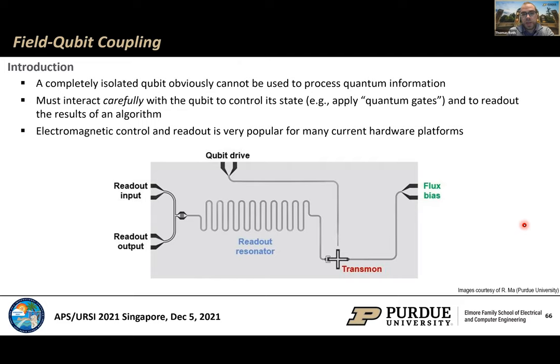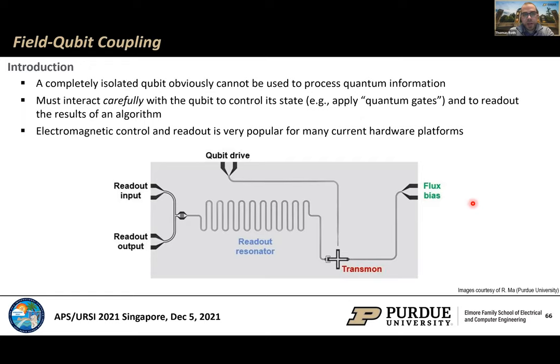And so anytime we go to interact with it or wire up some kind of control circuitry near it, we are providing ourselves with an additional way to interfere with the state of that qubit. So we need to do this in a very careful manner to make sure that we can control the qubit state and read out its state accurately with high fidelity without opening ourselves to too much decoherence. And for most current hardware platforms, the way we're going to do this interaction for control and readout is through electromagnetic means.